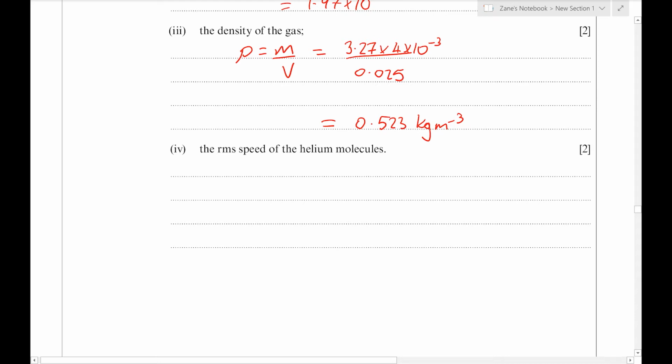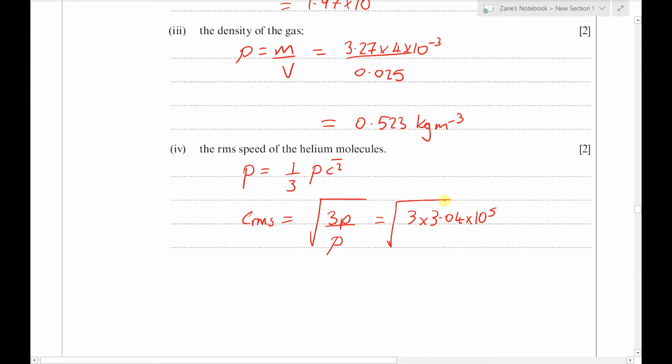Then we've got to find the RMS speed of the molecules. Well, in the data book we have the relationship that p is 1/3 rho c squared bar. So the root mean square speed is going to be the square root of 3 times the pressure over the density. So it's the square root of 3 times 3.04 times 10 to the 5 over the density that we just calculated. And putting that into a calculator gives us about 1320 meters per second.